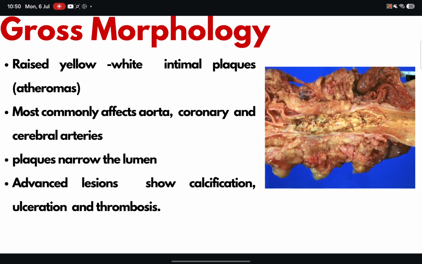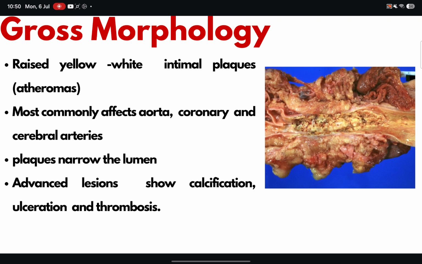Grossly, it begins as flat yellow fatty streaks which progress into raised yellow-white intimal plaques that are nothing but atheromas. Distribution: it most commonly impacts the aorta, coronary arteries and cerebral arteries. Complications: these plaques progressively narrow the vessel lumen, reducing blood flow. Advanced lesions are prone to dangerous complications such as calcification, ulceration, plaque rupture and thrombosis.